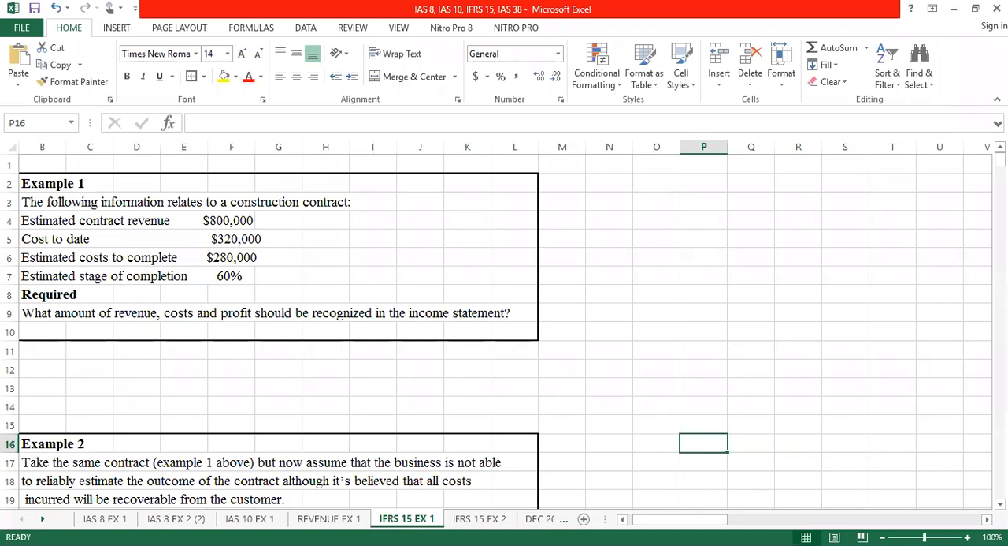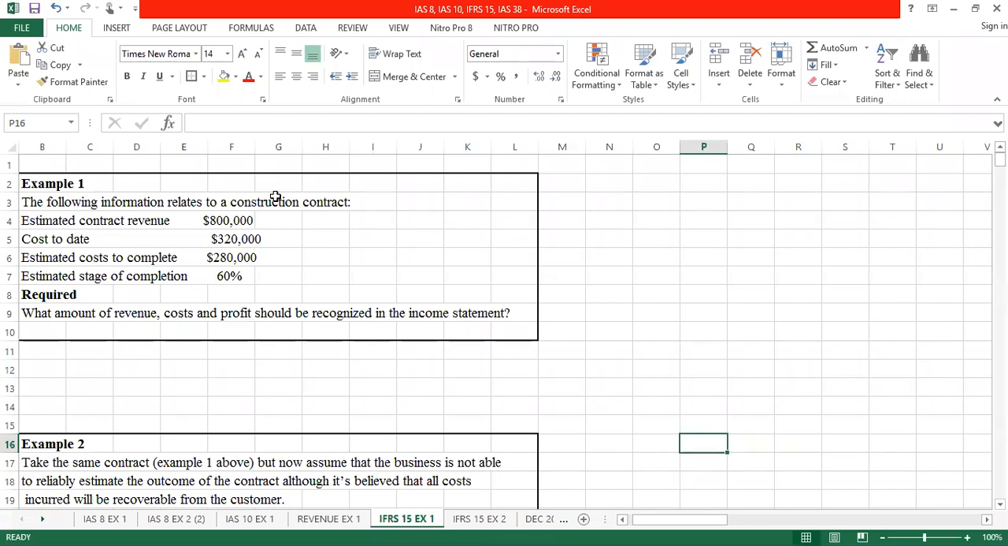The following information relates to a construction contract. Estimated contract revenue is 800,000. Cost to date has also been given. Oh, there is something I did not explain. Okay, let me just explain it as I do the example.